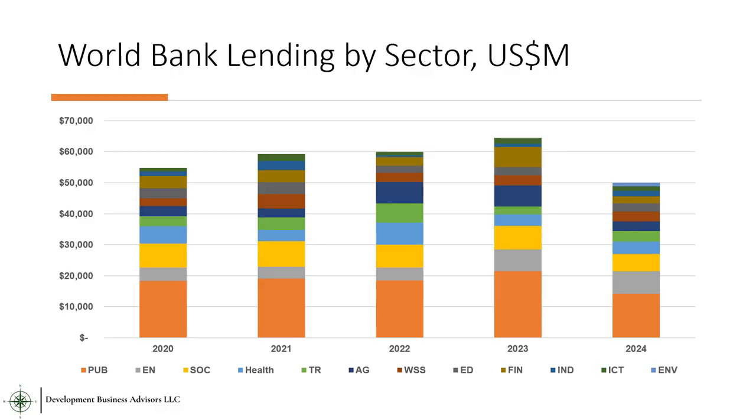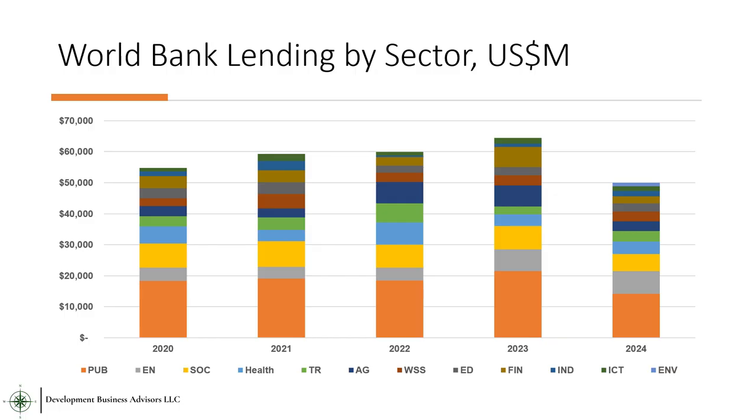By sector, here you can see what the World Bank's focused on. Pub is public sector, EN is for energy, SOC is social sector, health, transportation, agriculture, water supply and sanitation, education, finance, industry, information and communications technology, and environment.